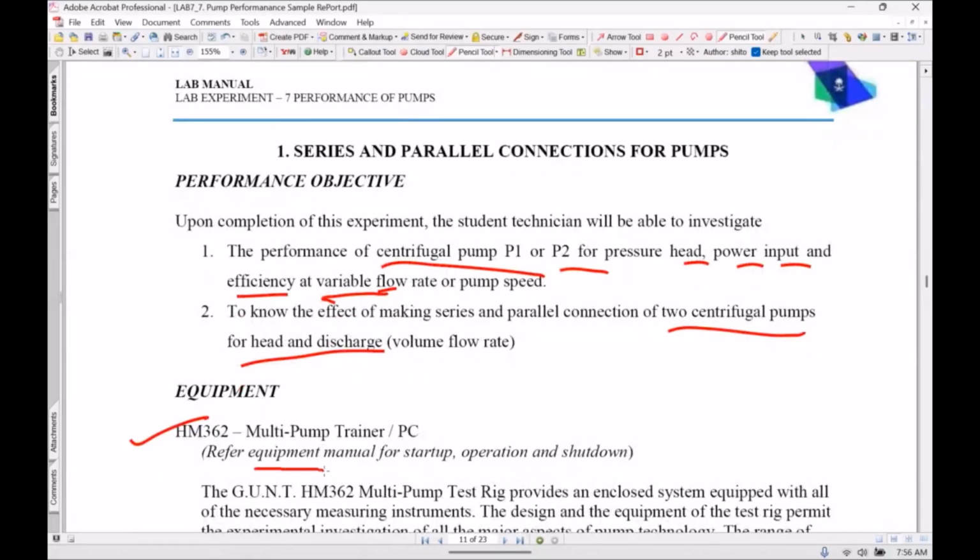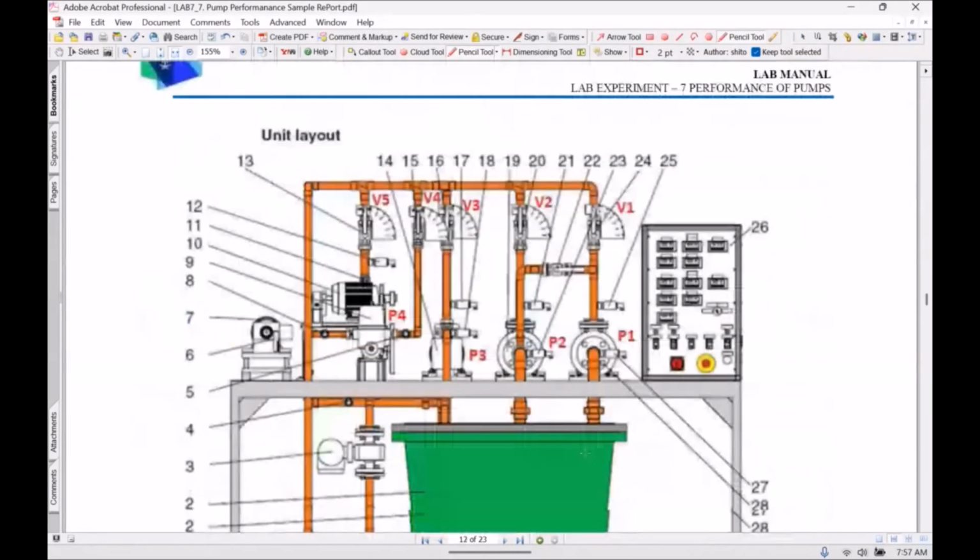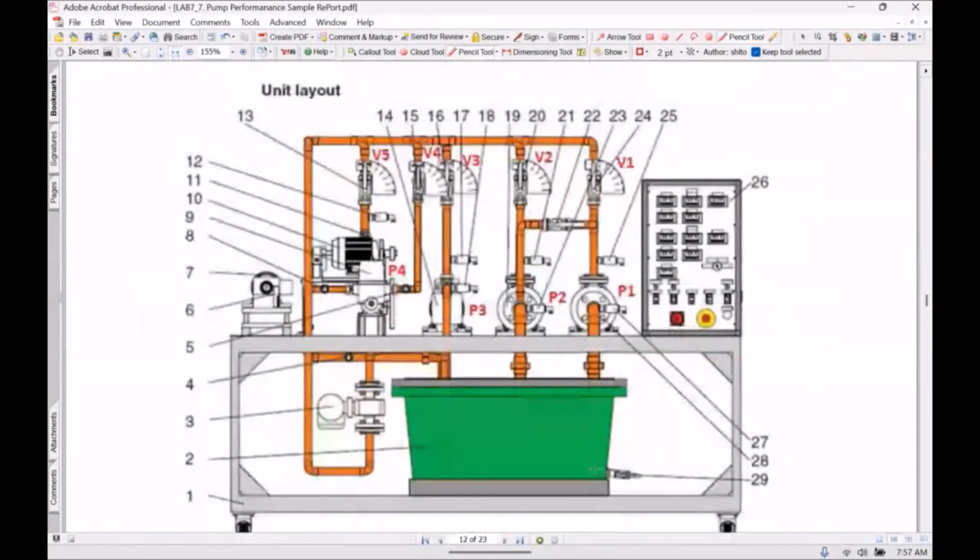For this multi-pump test rig, refer to the manual. It is very important. Now I am here to explain how it works and how to take the readings. If you are doing another experiment, refer to the manual. Here I will explain this equipment, and during the experimentation I will also explain. There are two pumps, P1 and P2. These two pumps are centrifugal pumps, and here we can fix any other pump for testing purposes.